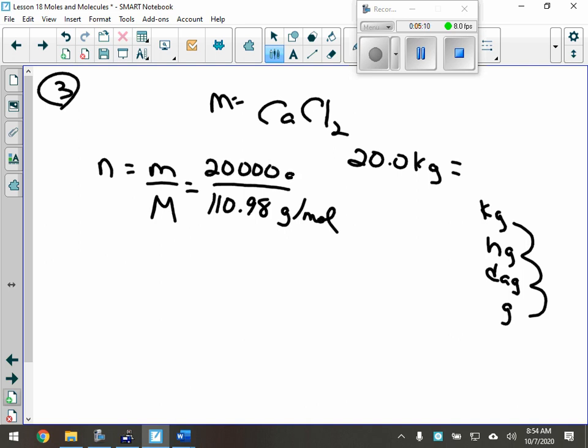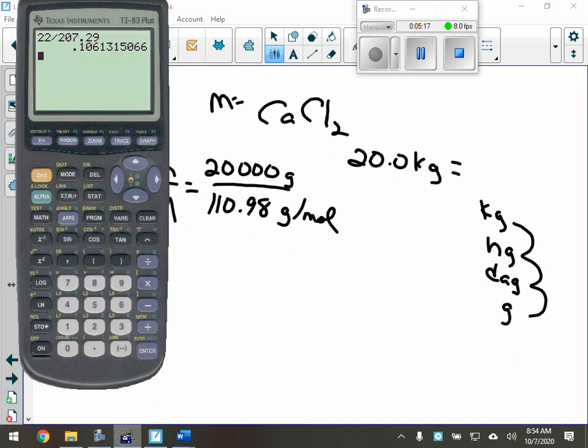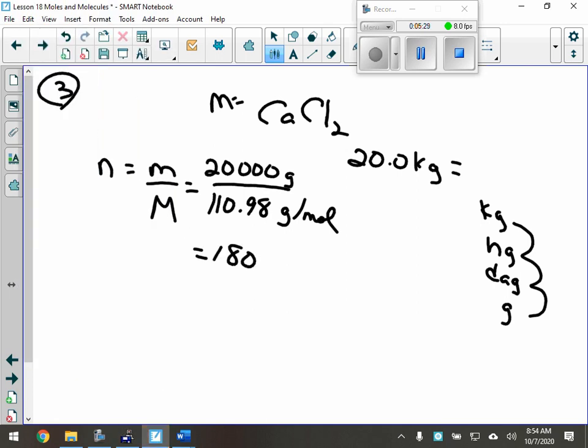20,000 grams. And when we divide those two, let's see, I picked the right one here. We have 20,000 divided by 110.98, and we get 180.212. Like I said before, the grams and grams would cancel, and we did the reciprocal thing yesterday, and we'd end up with moles.